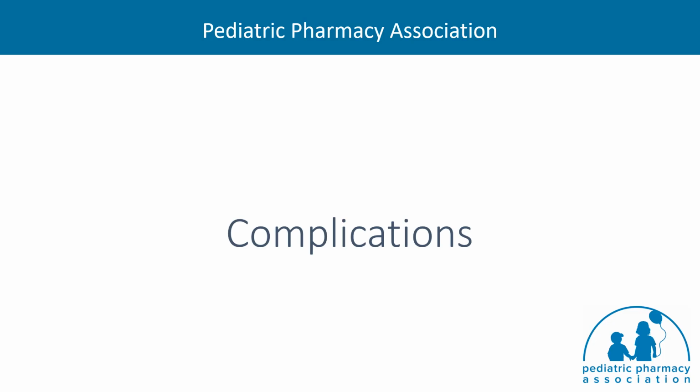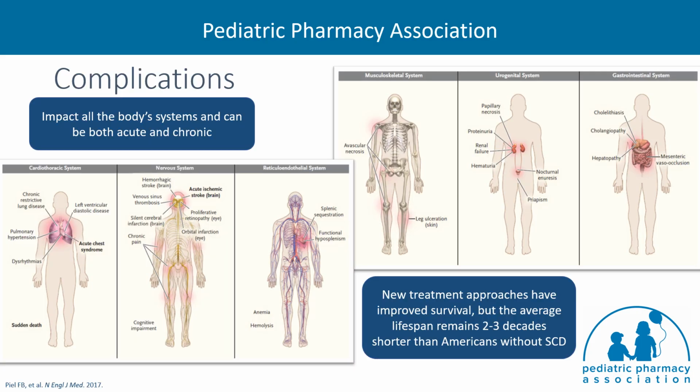So now we've gone over some of the background on sickle cell disease. We're going to dive into some of the complications that these patients can have. So these complications can really impact all of the body systems, and it can be both acute and chronic. In our pediatric patients, we'll most commonly see things like splenic sequestration, a pain crisis or episode, and acute chest syndrome. Adult patients might have some of those same presentations, but often will also have some of those more chronic presentations, including chronic pain, long-term anemia, or CKD.